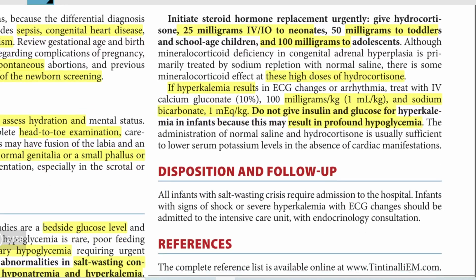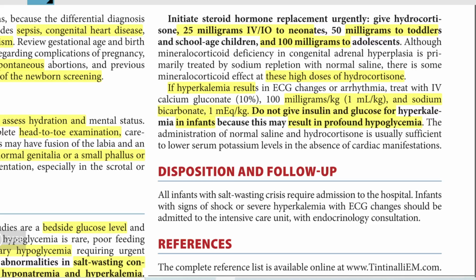If hyperkalemia results in ECG changes, it is better to first give calcium gluconate to stabilize the membrane, that is 100 milligrams per kg or 1 ml per kg, and sodium bicarbonate 1 milliequivalent per kg. In adults we normally give insulin and glucose for hyperkalemia, but in infants we must be careful, as it may result in profound hypoglycemia. So we should not give insulin and glucose for hyperkalemia.